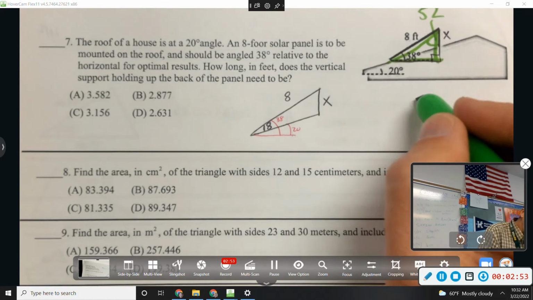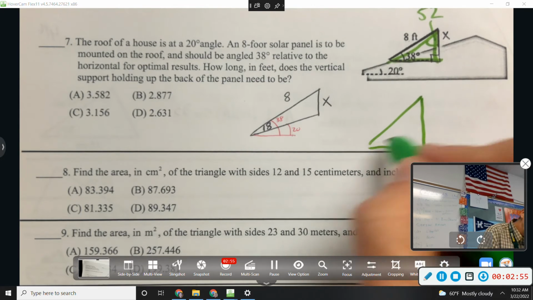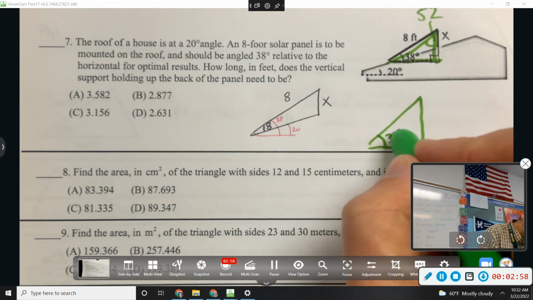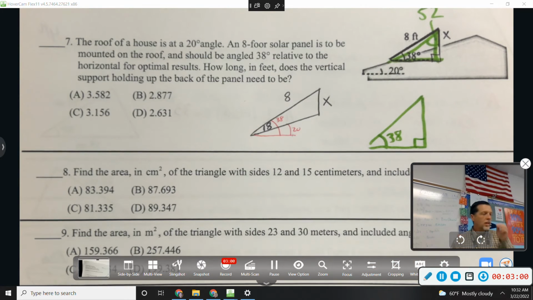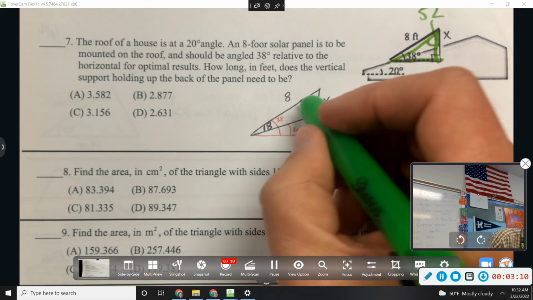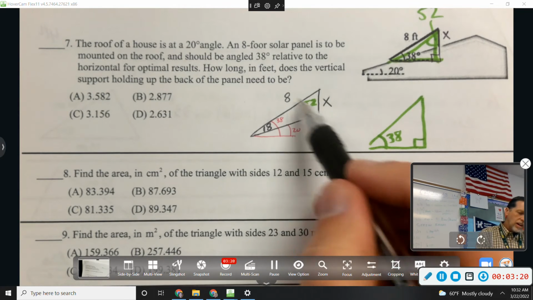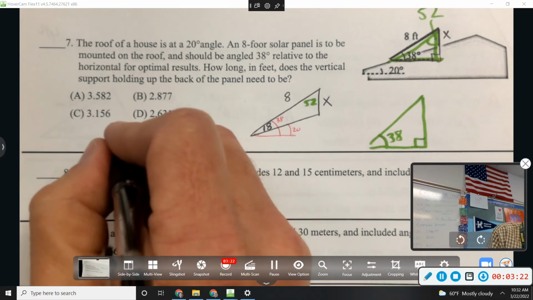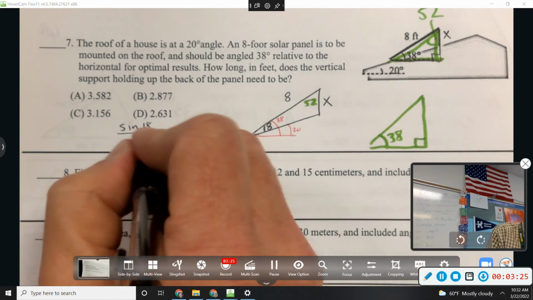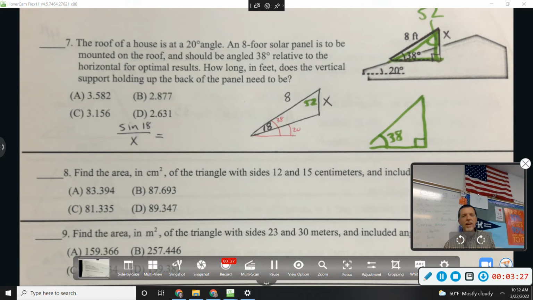So let's look at that triangle. Let's just pull that triangle out. So we know this full angle is 38, and that's a right angle. So it's 90 minus 38 for the top angle, which is the same angle as this one right there, 52. I still don't have an angle side pair, right? I want to use sine of 18 over x, but I need an angle side pair.